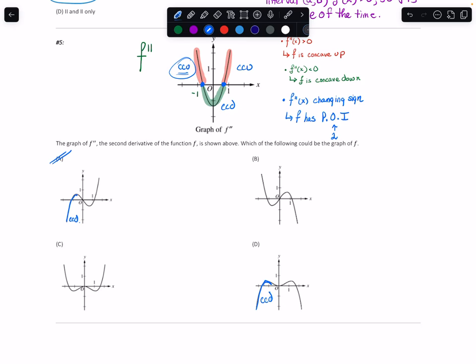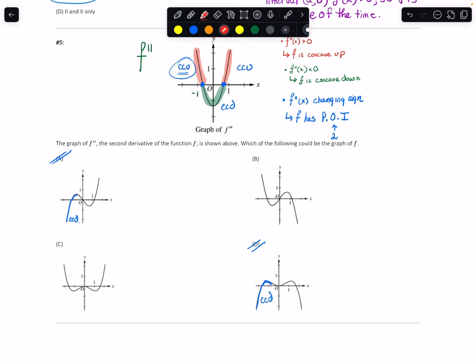That's not what it's supposed to start by doing. It's supposed to be concave up. Okay, so that's out. And then you're left with C and D, or sorry, C and B, and I think one of them might have one too many changes in concavity, right? So let's look at B.